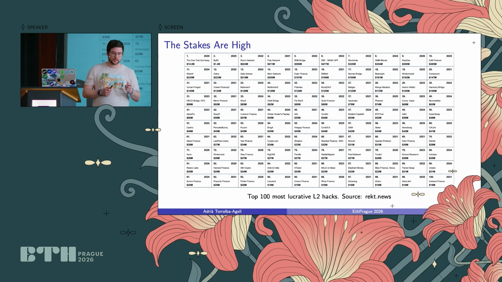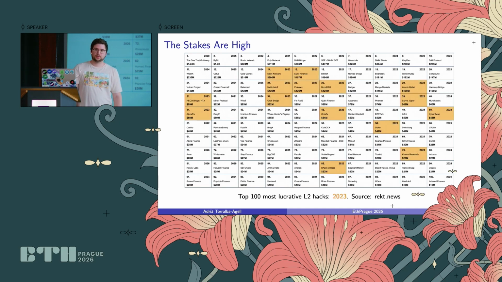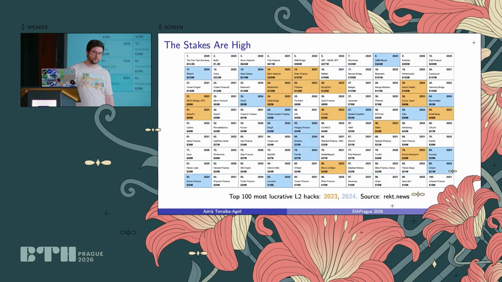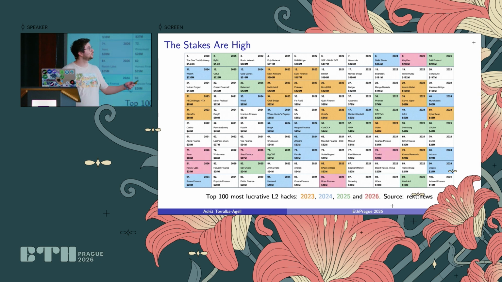And I want you to see that. I'm pretty sure that you cannot see anything, but I will explain what it is. These are the top 100 most lucrative hacks that happened on L2. The source is rekt.news. And here we can see number 1 up to, I don't see that, but number 10 and number 100. And now, in orange, you see highlighted the hacks that happened in 2023, in blue, 2024, in green, 2025, and in red, 2026. We even see right over there the recent KelpDAO hack.